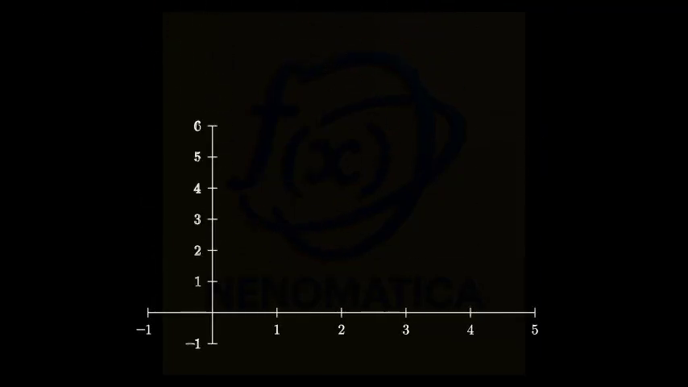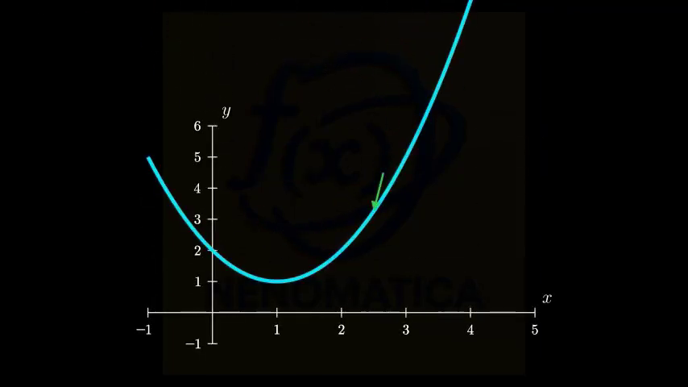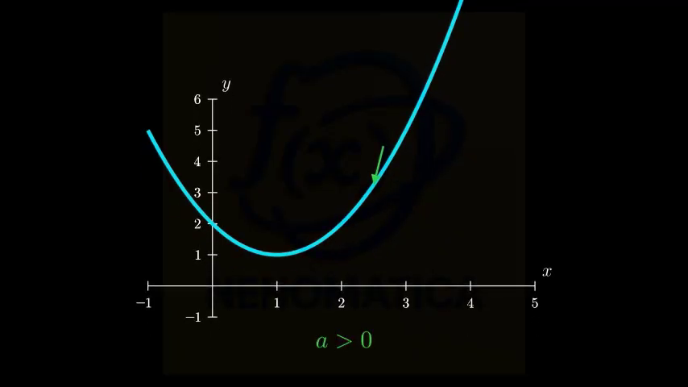Step 1. The sign of A. Notice the parabola opens upward. When a parabola opens upward, the leading coefficient A is positive, so it is greater than 0.